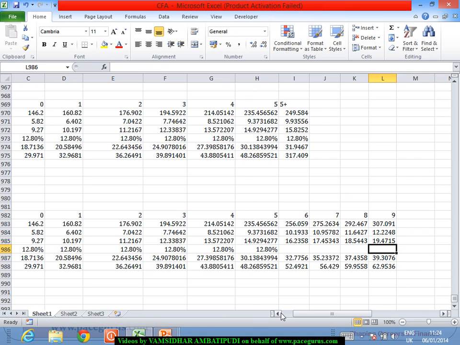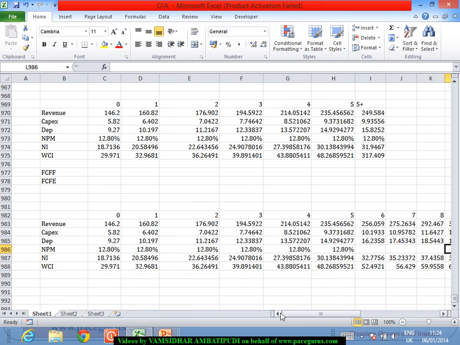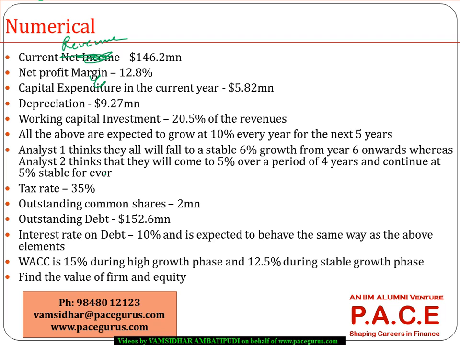All right. Now the next part for me is I need to compute the FCFF and FCFE in each of these cases. So what is that I am looking at? FCFF and FCFE, at least for this period. I am assuming I can compute the FCFF, or is anything else there? Yeah, something more is there. The common shares are 2 million.